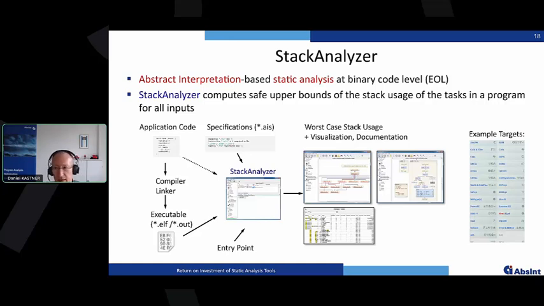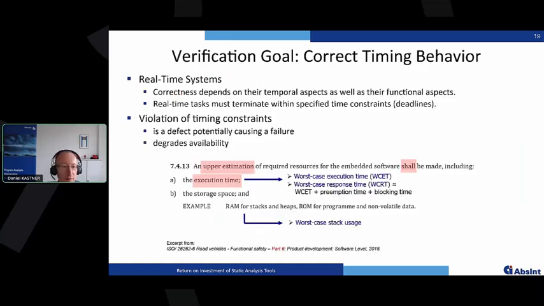All right, then let's have a look at timing behavior. Well, this of course is relevant for real-time systems, where the correctness depends on the correct timing behavior, the correct temporal behavior. So that means if you have a real-time task, it must terminate before its deadline. And the corresponding requirements you'll find in all the standards. This is an example from the ISO 26262.